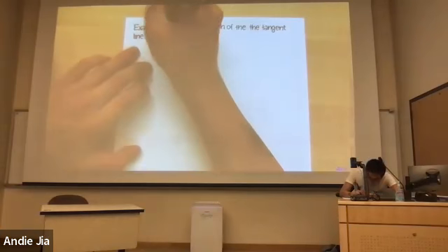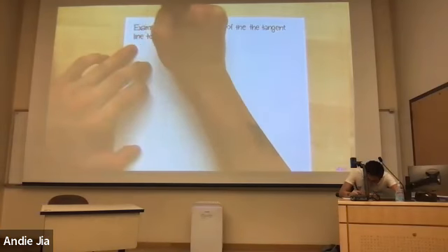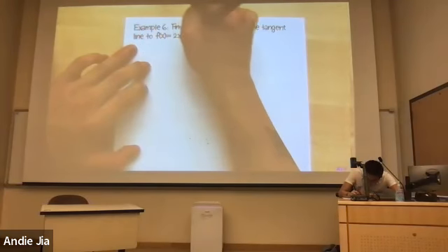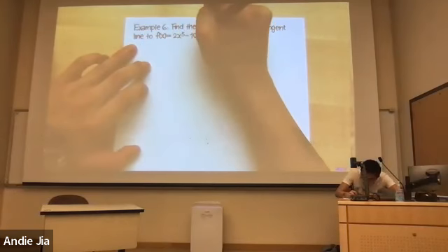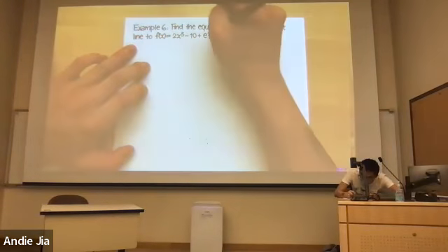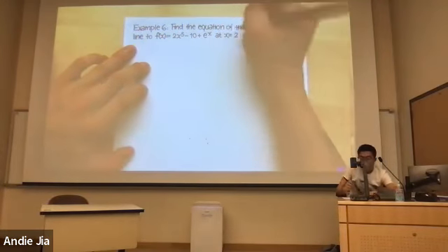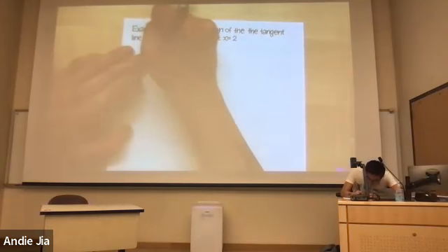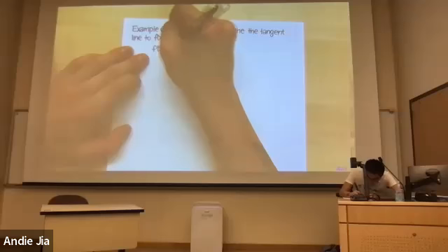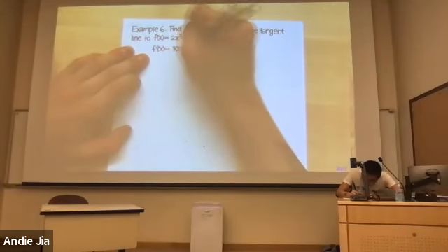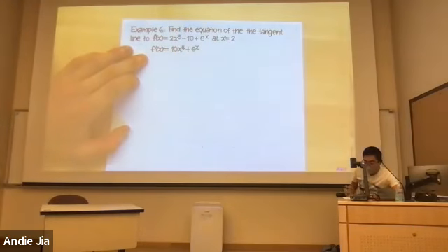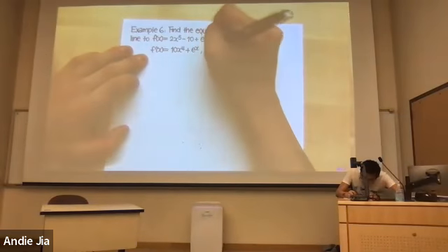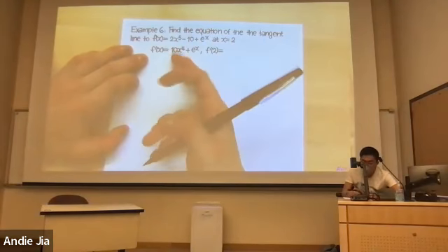which we will define as f of x equal to 2x to the 5 minus 10 plus e to the x, at x equal to 2 this time. Wow, this is a hard one. If you find the derivative, f prime of x is 10x to the 4 plus e to the x, and f prime of 2 is 10 times 2 to the 4, and 2 to the 4 is 16.